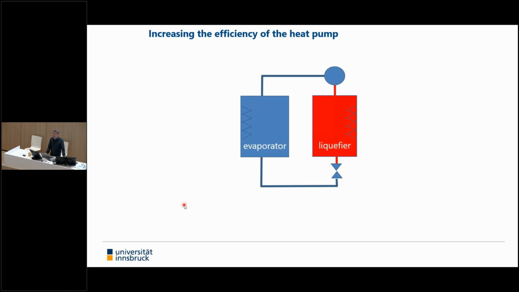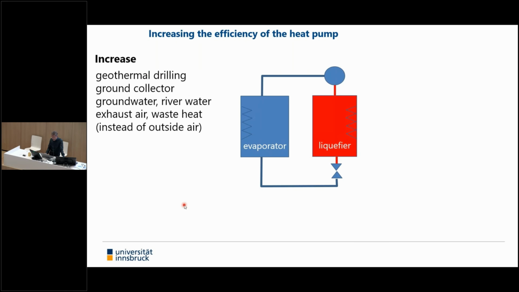So what can you do to raise the efficiency? On one hand, you can increase the temperature of your source by geothermal drilling, by ground collectors, by groundwater or river water, exhaust air, waste heat, whatever, instead of outside air. Or you can reduce your temperature on the heating side. So Heinz Fuchsig will show how he did it at home in his house with the radiators. It was a good trick.